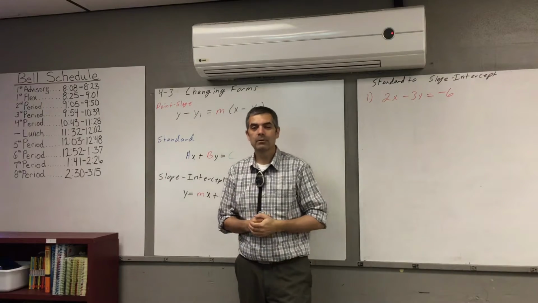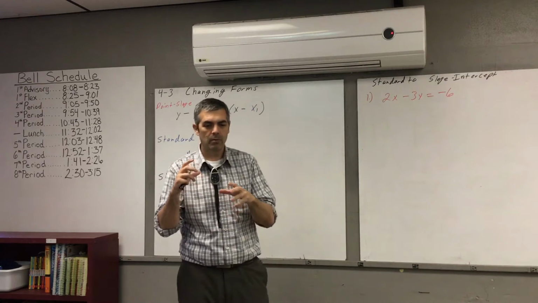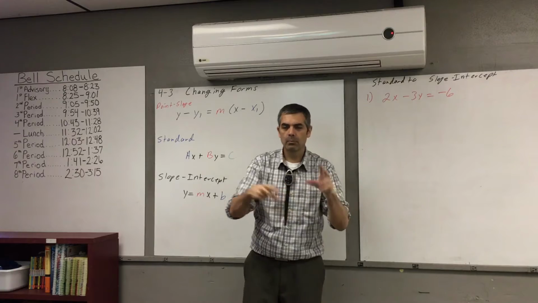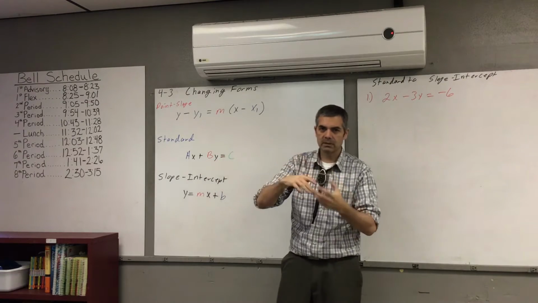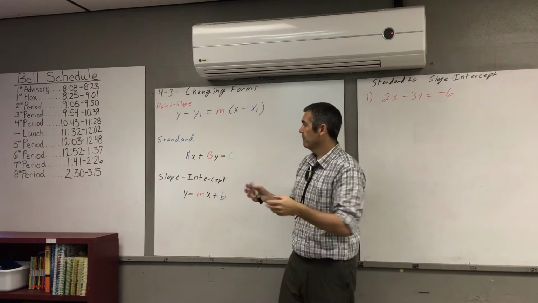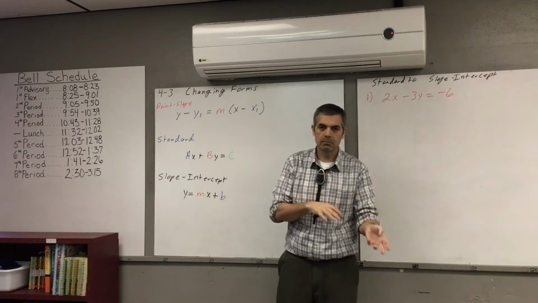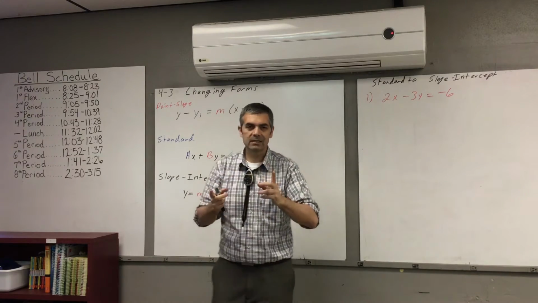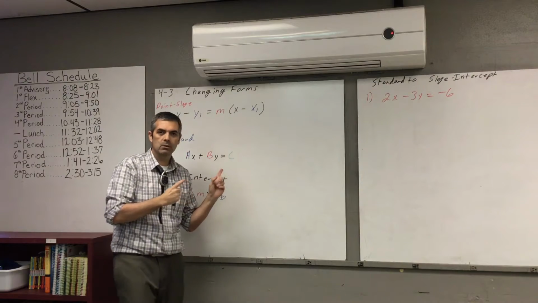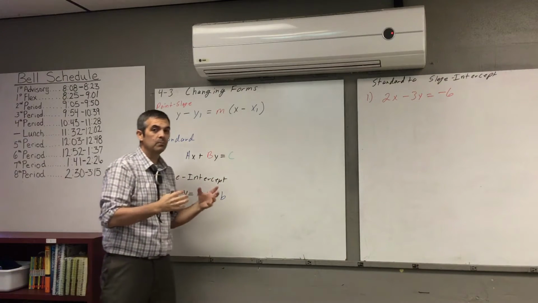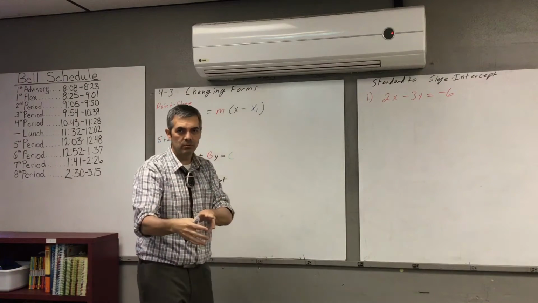All right, so today we're going to go from one form into another. We'll be converting from point slope into standard into slope intercept, and from standard into slope intercept, or slope intercept into standard. Now notice I didn't say anything about going into point slope form, because point slope form is really a gateway into those other two forms, right?